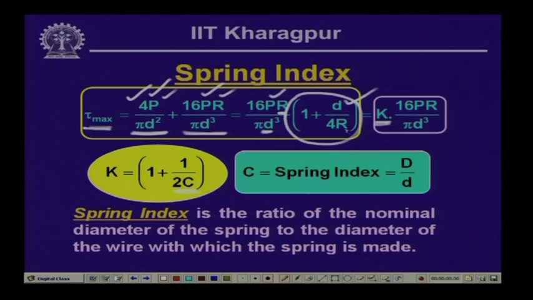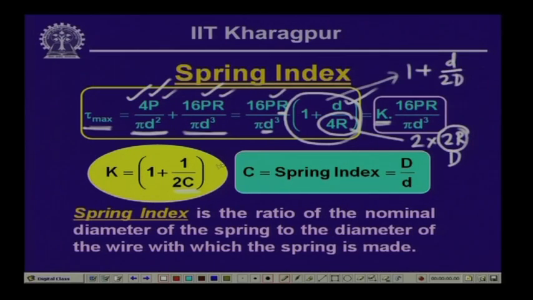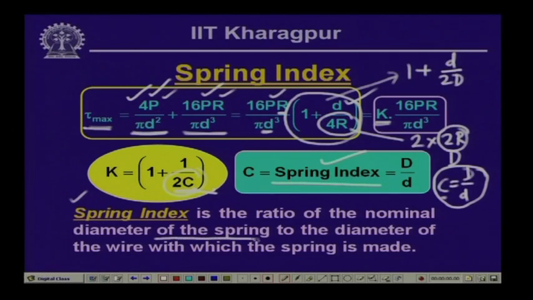Now, here if you look, 4R is nothing but 2 into 2R, and 2R we can write as D, the mean diameter of the spring helix, and thereby we can write this particular parameter as 1 plus D by 2d. And as you can see here, we have written 2C, C therefore stands as capital D by small d, and this particular ratio capital D by small d we call the spring index. Therefore, we define the spring index in this form, that it is the ratio of the nominal diameter of the spring or the helix diameter to the diameter of the wire with which the spring is made. So, this is called the spring index.